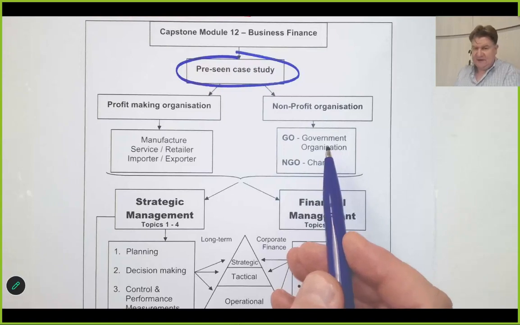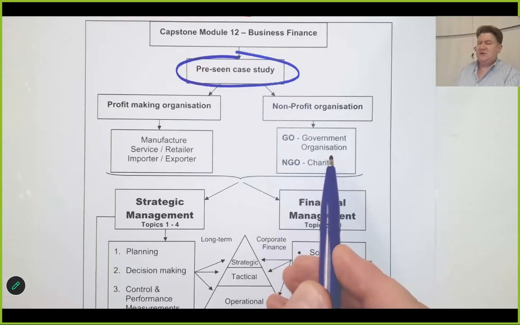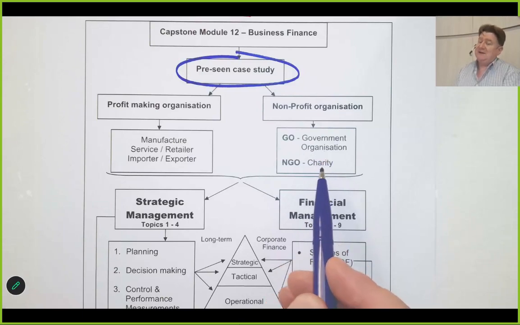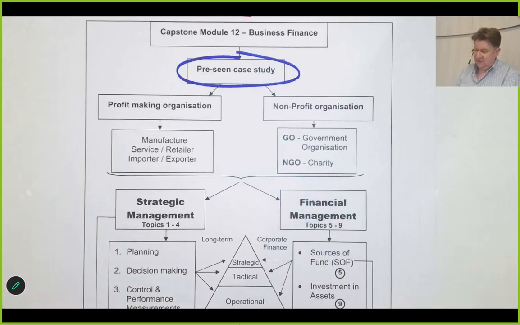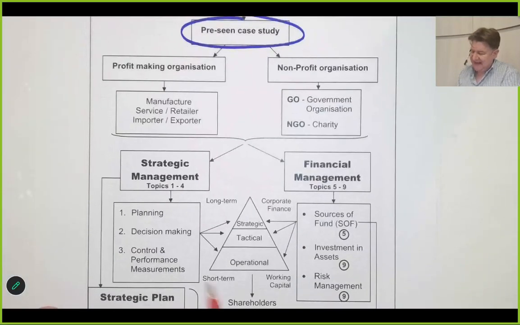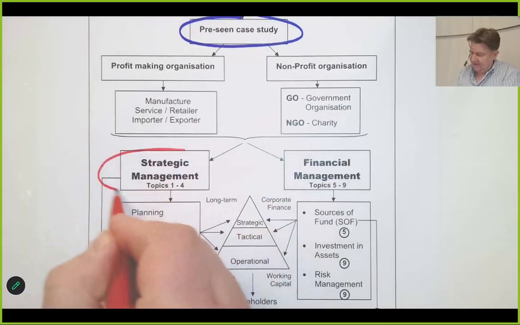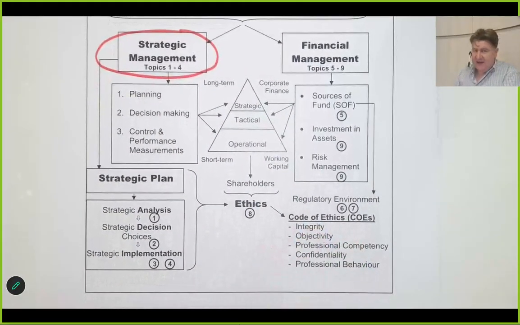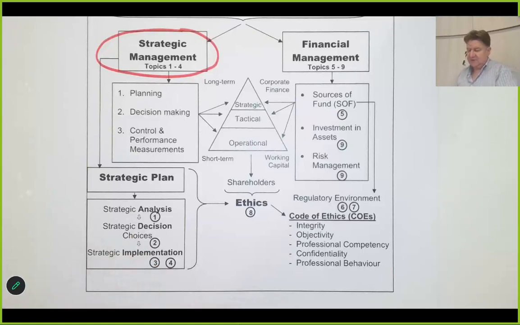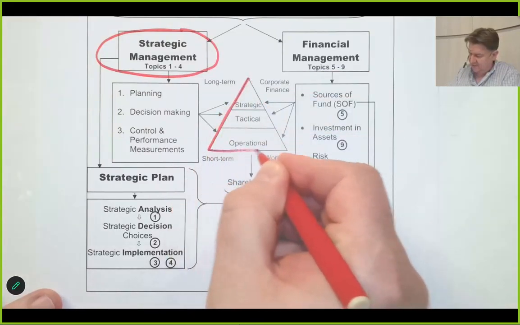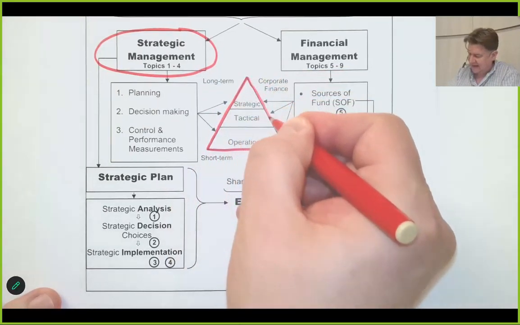They've never done this, but potentially they could give you a government organization, a hospital or a health center, something like this, or even a charity, an NGO, a non-government organization. Then you'd still be thinking about the syllabus areas. So still you'd be thinking here about strategic management, topics 1 to 4. And let's start thinking first about, because this is what we're going to start off with in our set 1 set of notes, strategic long-term plans.